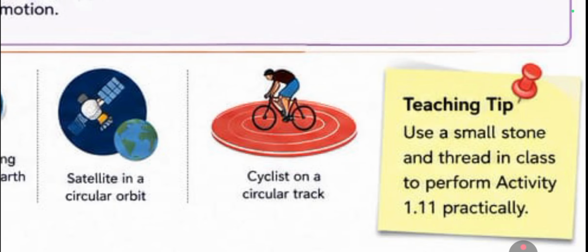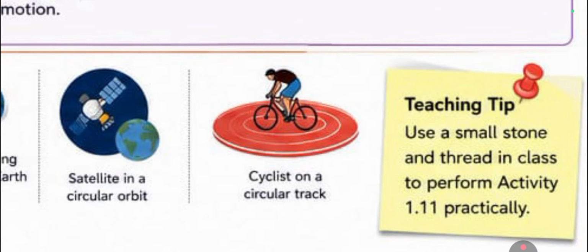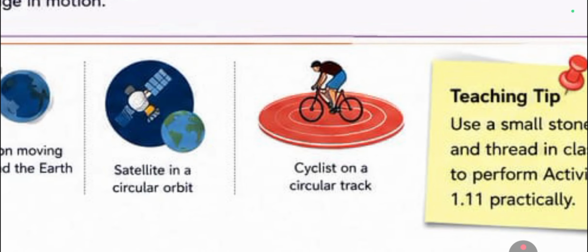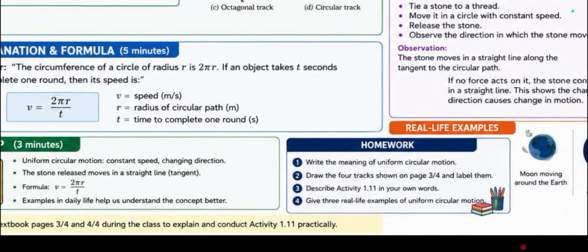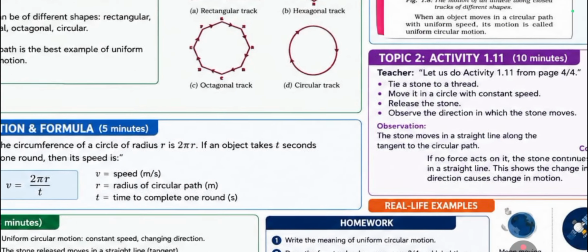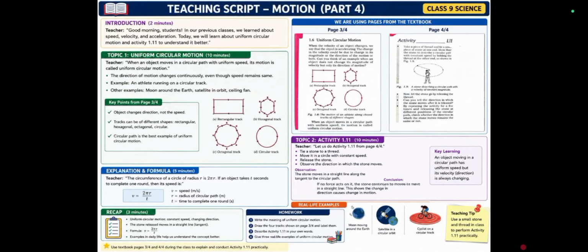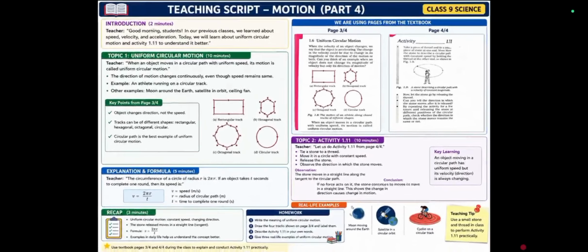Here we have to give some tip. Use a small stone and thread in class to perform activity 1.11 practically. Okay, all of you do this activity at your home. Okay, these are the uniform circular motion.